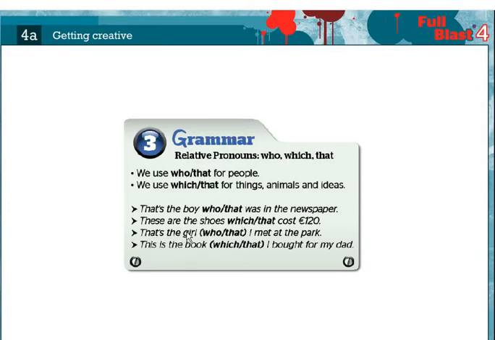That's the girl. We use which? No, we use who. That's the girl who I met at the park. This is the book which I bought for my dad. The book, we use which. You know now, we use who for people. We use which for things, animals, and ideas.